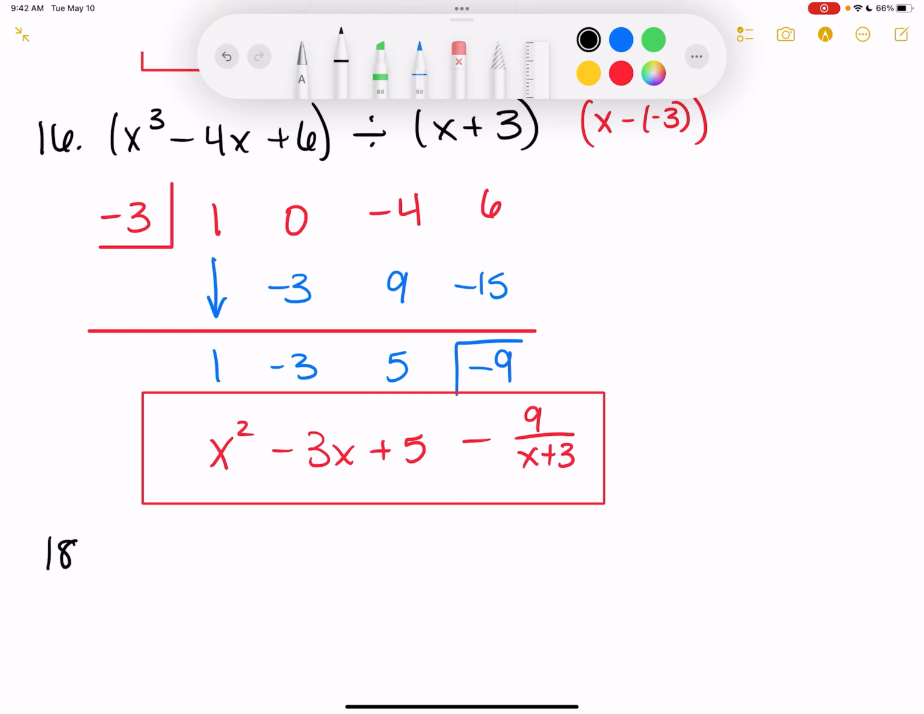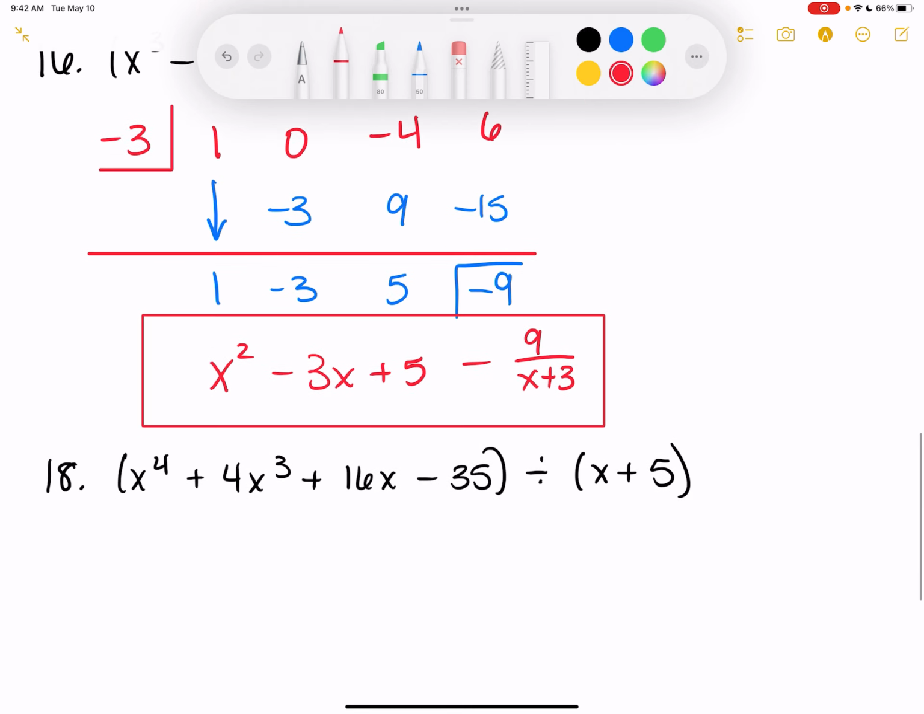All right, 18, one more of this type. X to the fourth plus 4x cubed plus 16x minus 35 divided by x plus 5. It's plus and we skip x squared. Okay, so what do I need to put down here to do this problem then? Negative 5. Negative 5. This is a little clearer, hopefully.